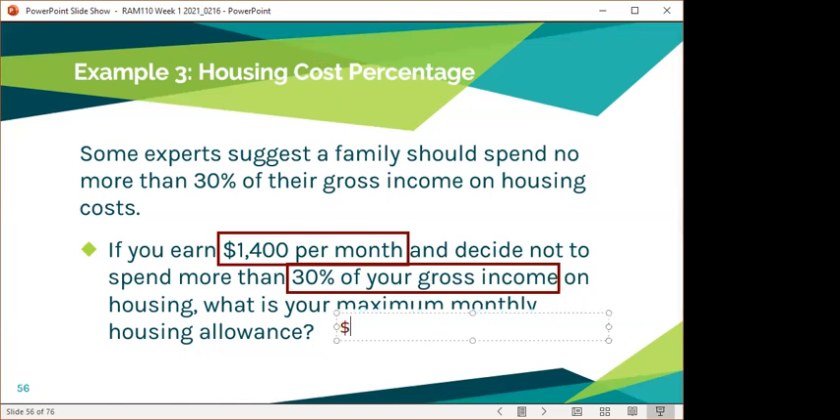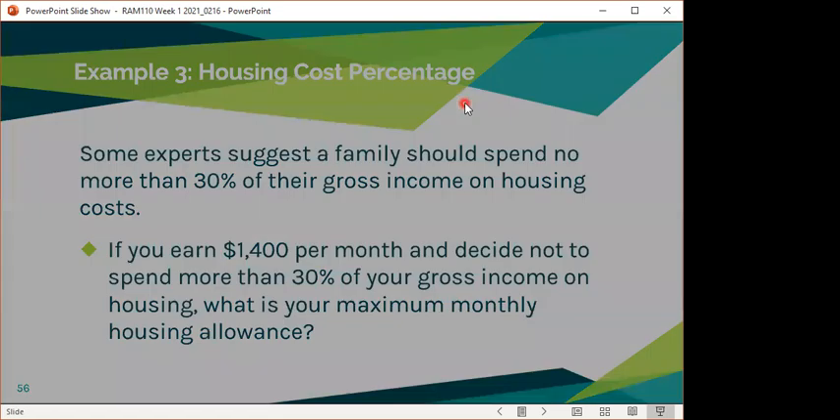There we go. 1,400 times 0.3. So if you get your calculators out and you take 1,400 and you multiply by 0.3, you get $420. That would be your housing allowance if this were true. If you were making $1,400 per month, if you decided not to spend more than 30% of your gross income, you'd have $420 available for your housing costs, which isn't very much.